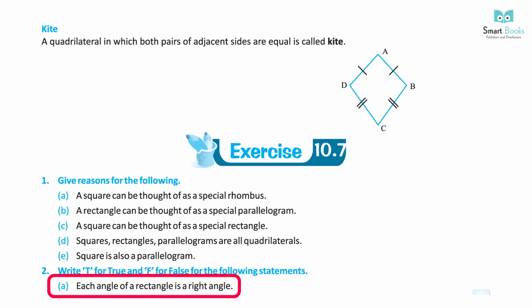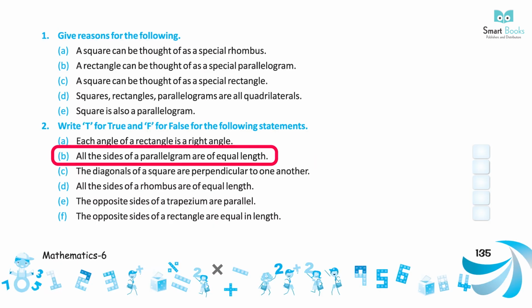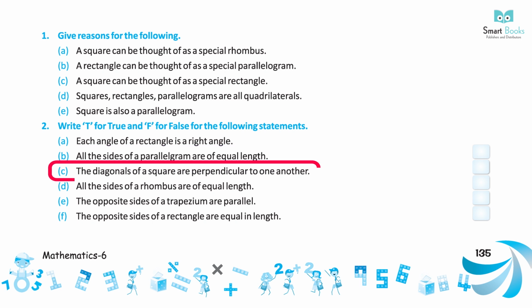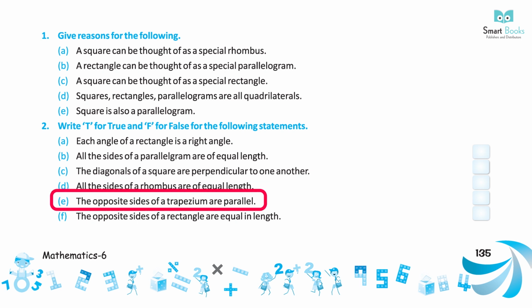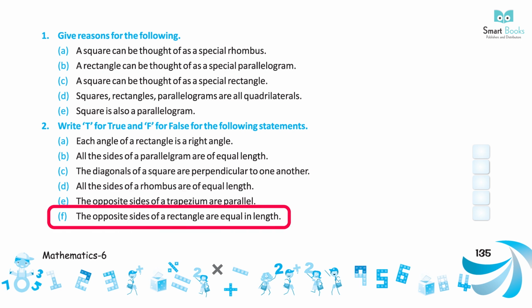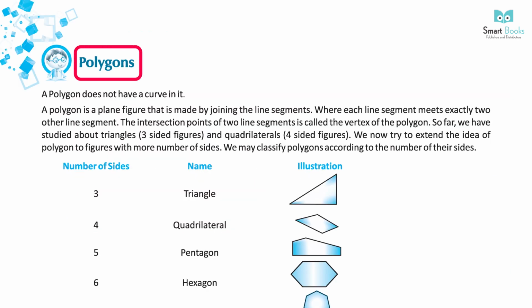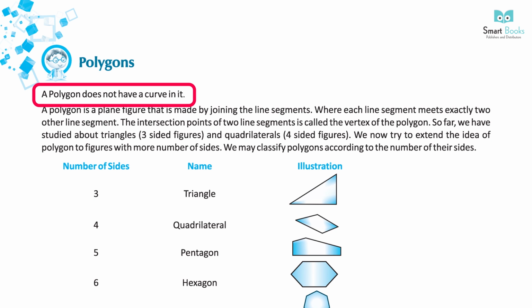A. Each angle of a rectangle is a right angle. Solution. True. B. All the sides of a parallelogram are of equal length. Solution. False. C. The diagonals of a square are perpendicular to one another. Solution. True. D. All the sides of a rhombus are of equal length. Solution. True. E. The opposite sides of a trapezium are parallel. Solution. False. F. The opposite sides of a rectangle are equal in length. Solution. True.